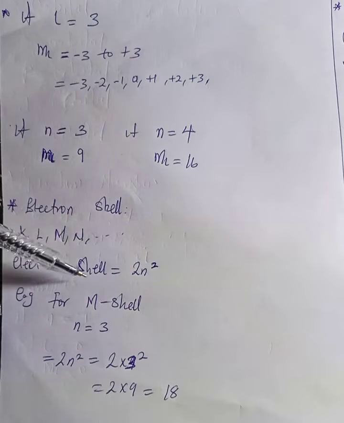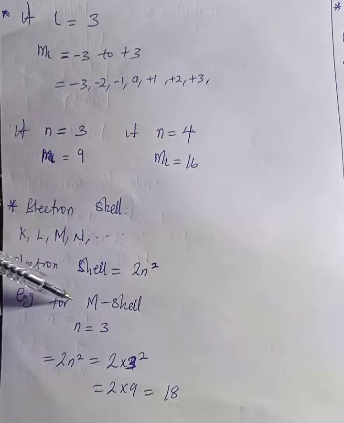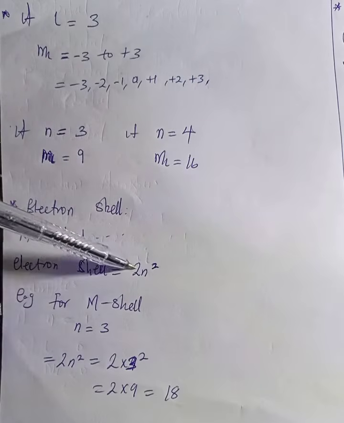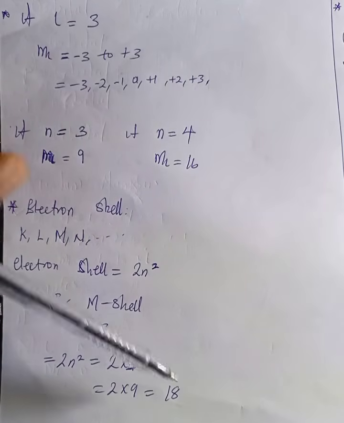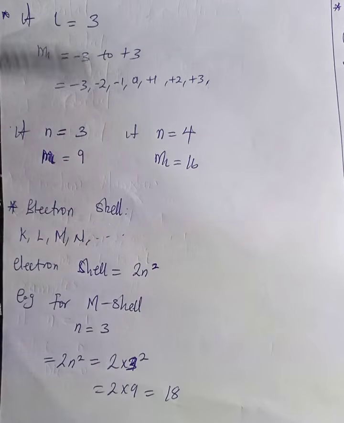So for example, how many electrons do we have in the M shell of an atom? For M, we are going to have 1, 2, 3, so n will be 3. So we put 3 here. 3 squared is 9. 9 times 2 gives us 18 electrons. That's why we're going to have 18 electrons.